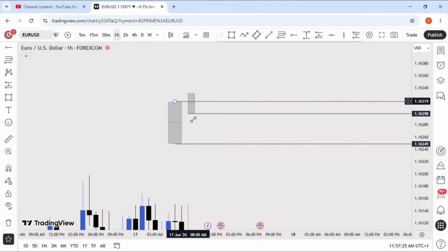This is the liquidity sweep. This is the candle that is the ranging. This is the candle that causes the liquidity sweep. You mark the bottom of that particular candle, the wick of that particular candle. That is a model 1 entry.